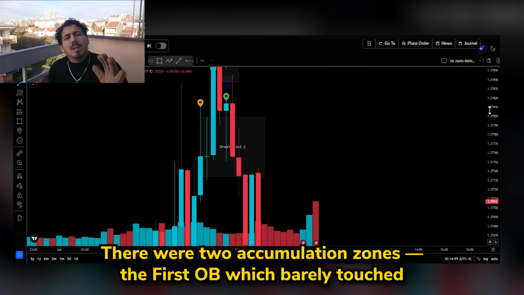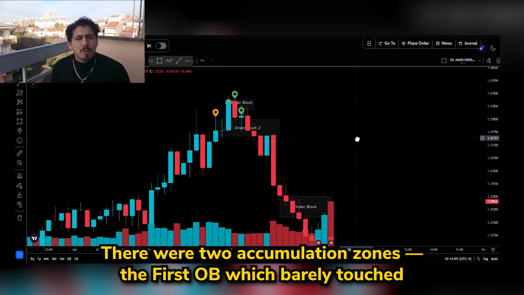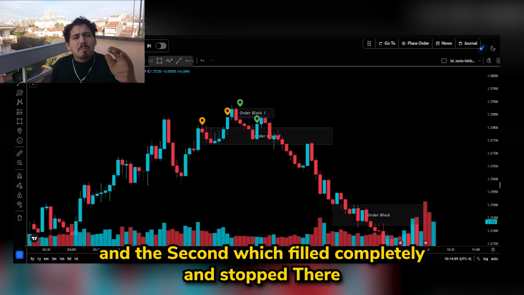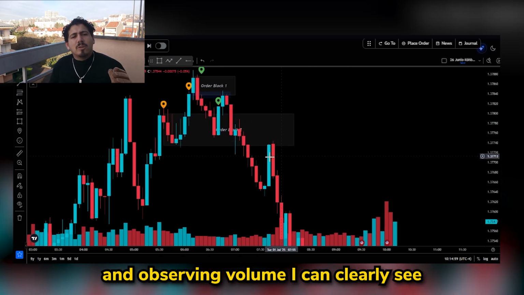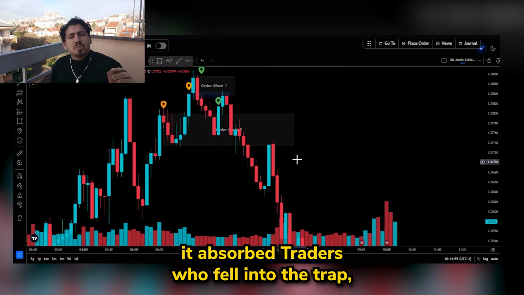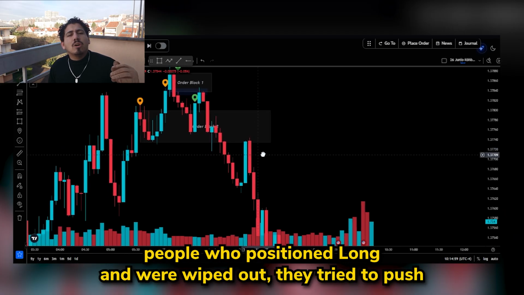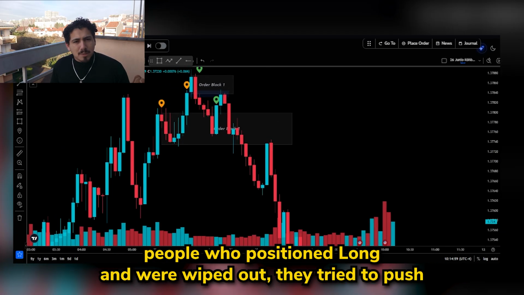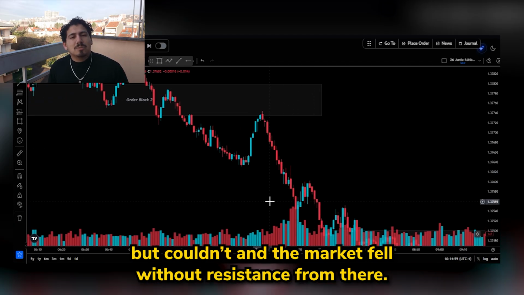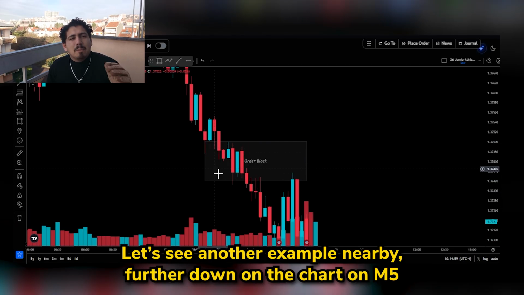There were two accumulation zones, the first OV which barely touched and the second which feels completely unstopped there. And observing volume, I can clearly see it absorbed traders who fell into the trap, people who positioned long and were wiped out. They tried to push but couldn't, and the market fell without resistance from there. Let's see another example nearby.